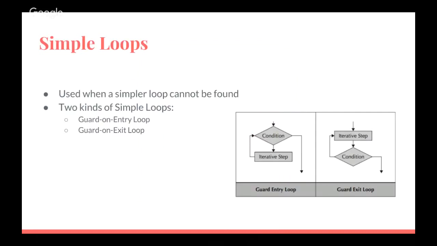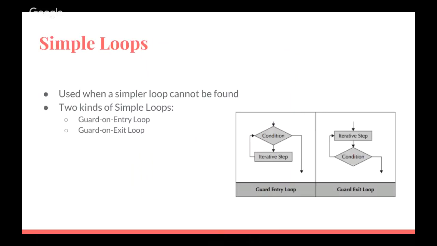A simple loop, or basic loop in PL/SQL, works well when you are unable to find an easier solution for a more detailed structure. There are two kinds of simple loops: guard on entry loops and guard on exit loops. A guard on entry loop will not allow entry to the loop until certain criteria are met. For example, a user must enter a number for the loop to run. Without this user input, the loop would have nothing to use for incrementing.